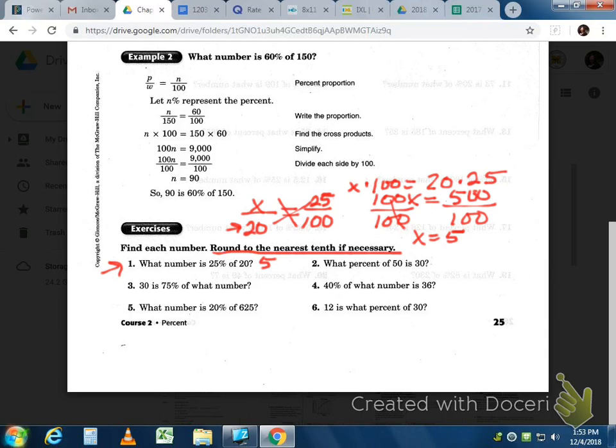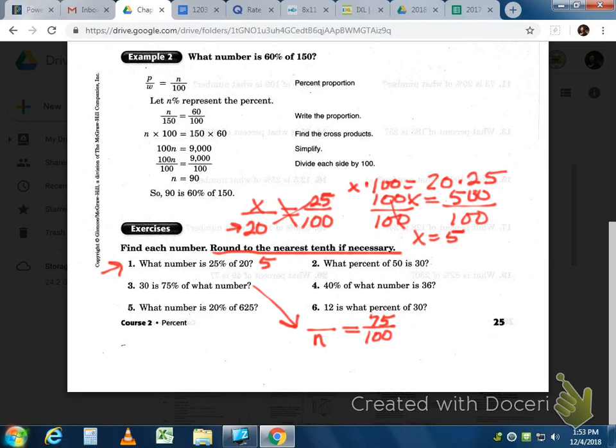30 is 75% of what number? Okay, so I'm going to go down here with this. We're going to go fraction bar, equals sign, fraction bar, 100 on the bottom right. Did they give me a percentage? Yes. What is it? 75. So 75 goes above the 100. Do you see the word "of"? Yes. What number's behind it? Nothing. So what does that mean? X is in the bottom. N or X is on the bottom.